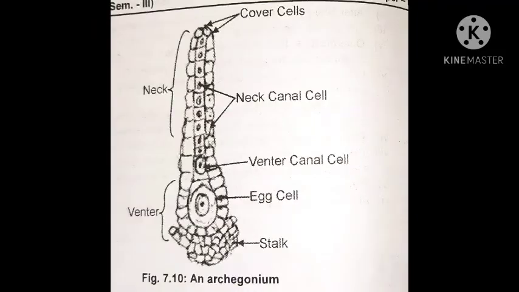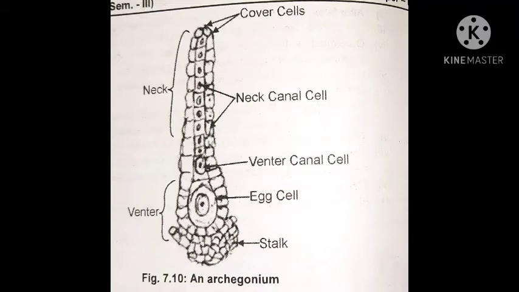The mature archegonium has a multicellular stalk and a swollen venter. In that swollen venter there is the presence of the egg. Above that there is a venter canal cell, and a row of 6 to 7 cells develops the neck of the archegonium, and at the tip of the neck there are cover cells.